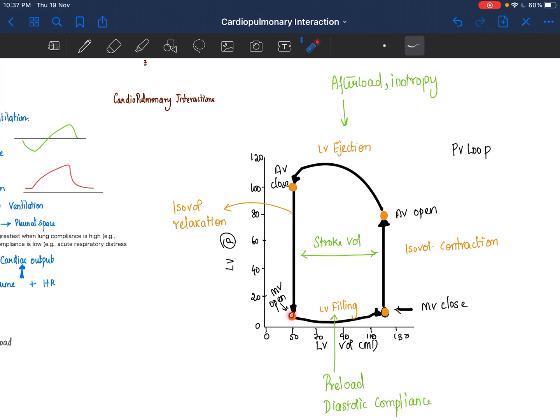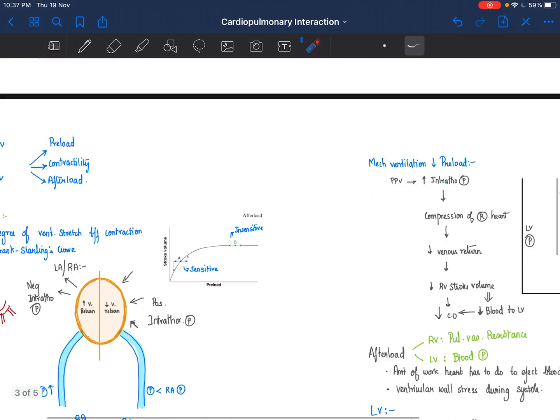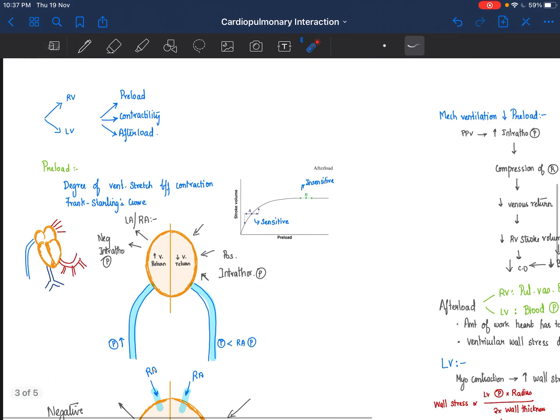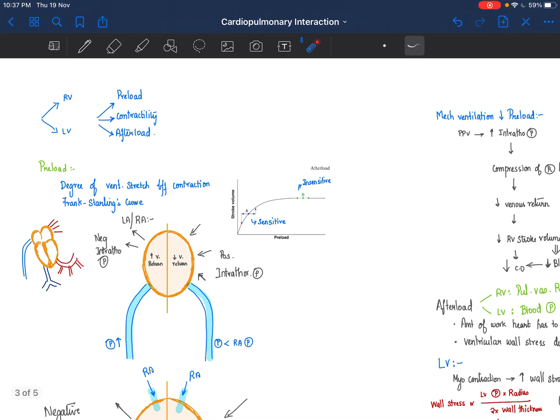If you see, this point to this point is your stroke volume. So, that is why we discussed stroke volume is ultimately dependent upon your preload, your contractility, your afterload, alright. So, let us see how things vary. We will discuss one by one. We will see what happens to the right side and the left side, and your preload, contractility, afterload.